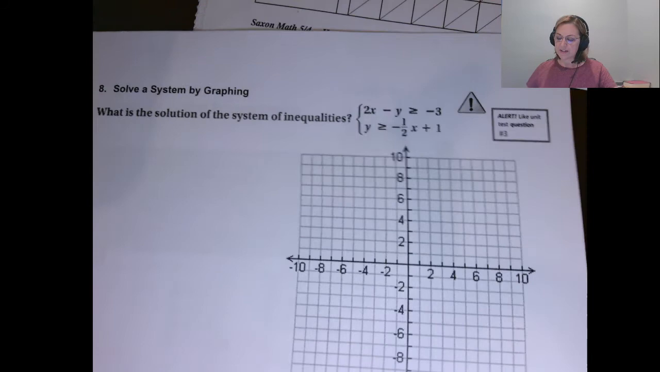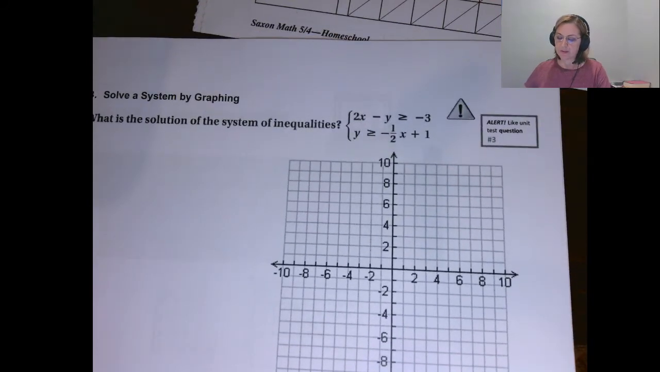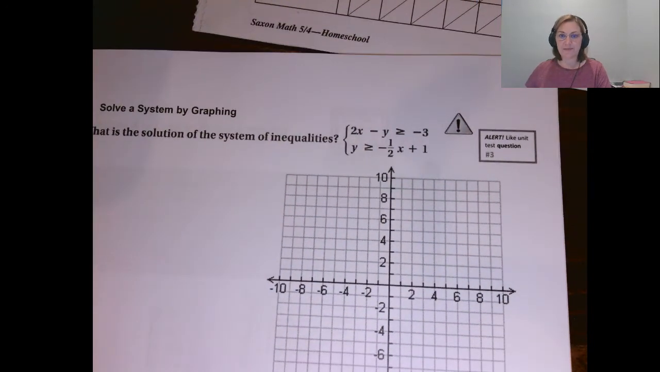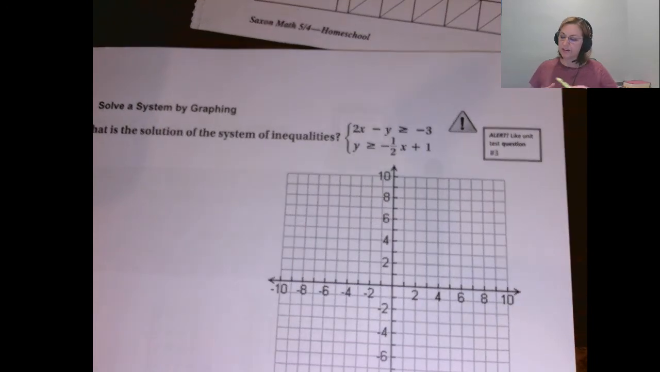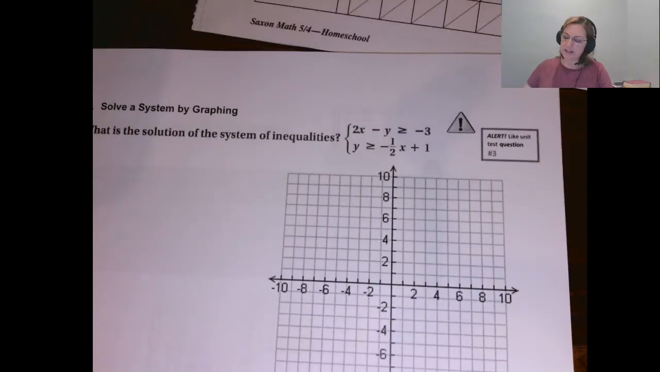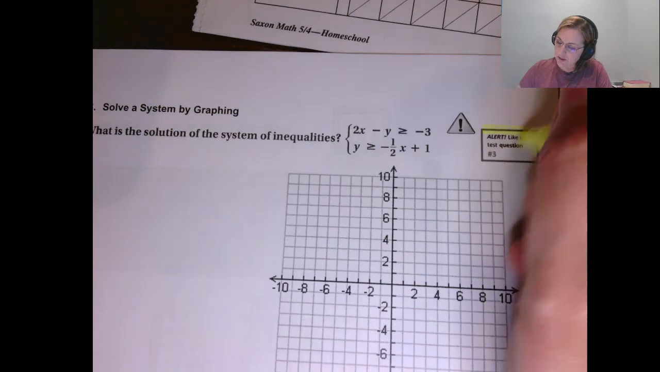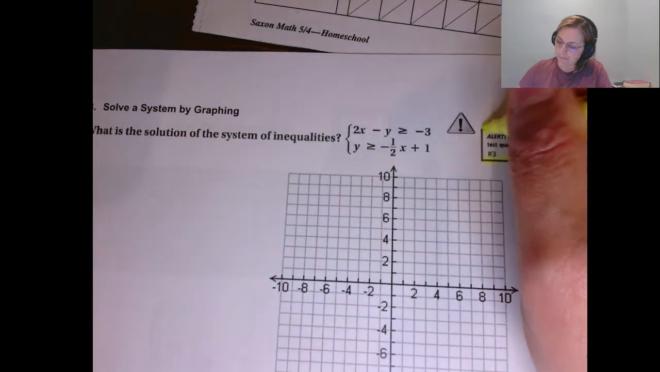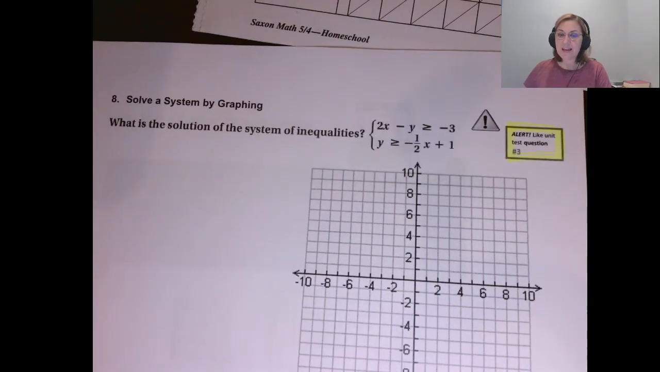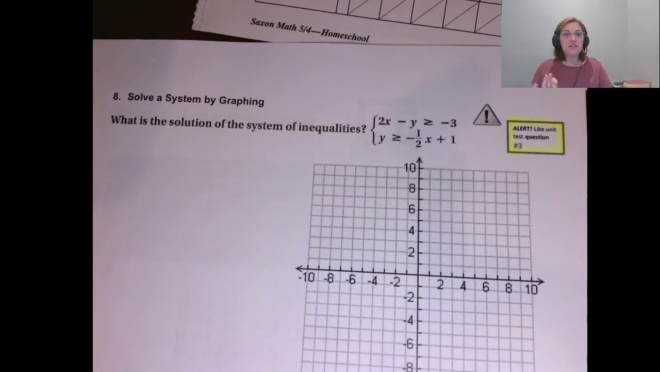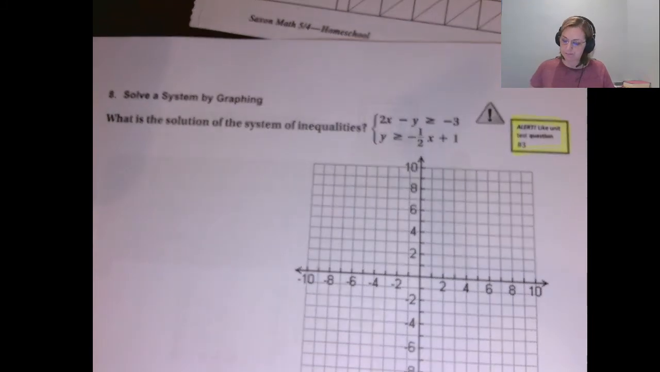So we're going to solve a system by graphing here. And again, got an alert. I want to make sure I'm paying attention. This is like test question number 3. And we're going to begin by solving this on the graphing system.